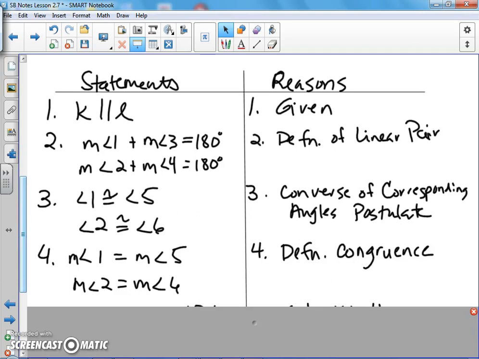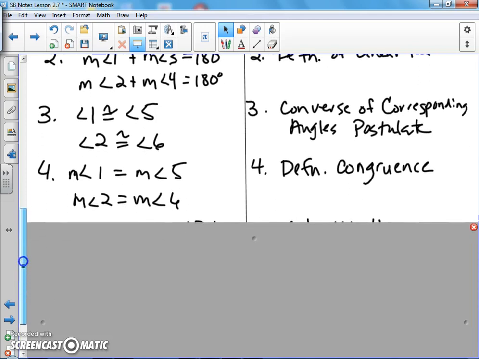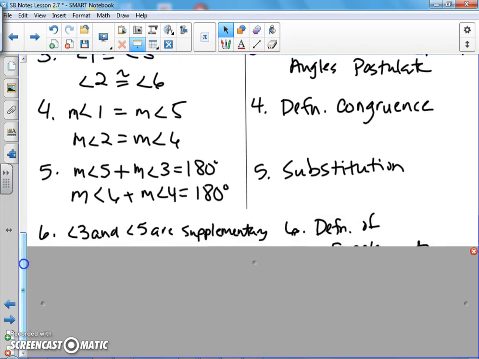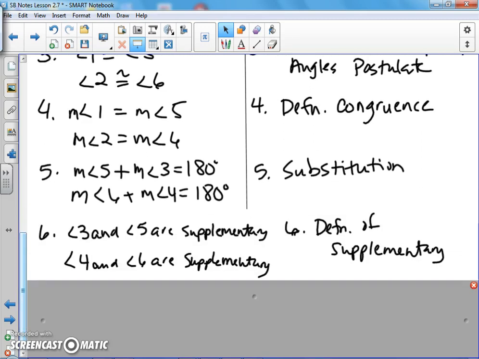Since I need to get to a specific angle measure, I need to use the definition of congruence to jump from congruent angles to angles with equal measure. And then we can just do substitution. I'm substituting angle 5 for angle 1, and I'm substituting angle 6 for angle 2. And that gives me two statements that show that angle 5 and 3 are supplementary and angle 4 and 6 are supplementary by the definition of supplementary angles.